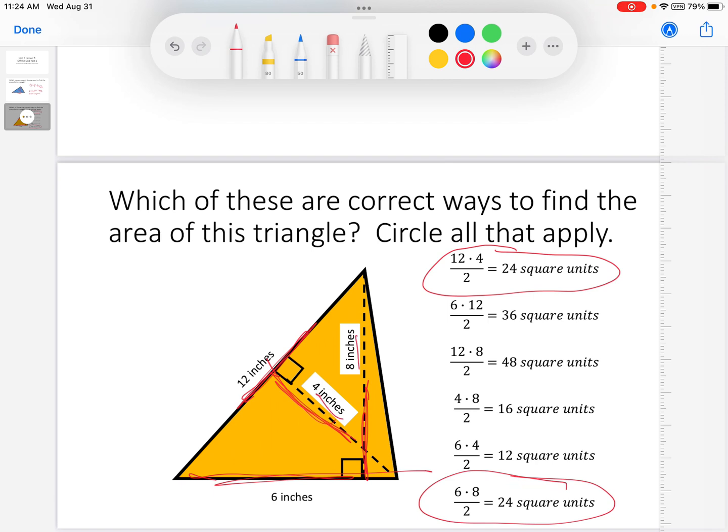4 and 8, neither one is a side. 6 and 4, they're not at a right angle. 12 and 8 are not at a right angle. Nothing else works. Those are the only two. And one other hint, of course, is that those two are the only ones with the same area. And since it's only one triangle, it can only have one area.